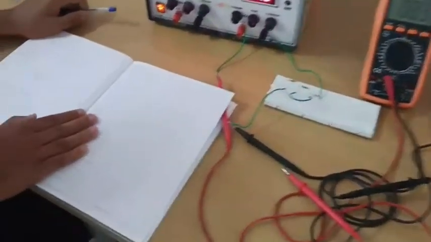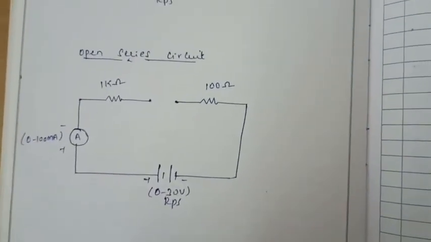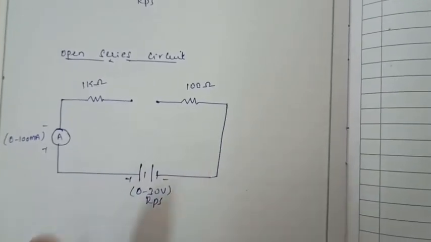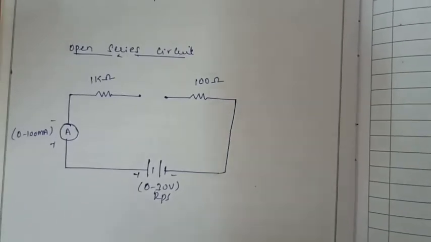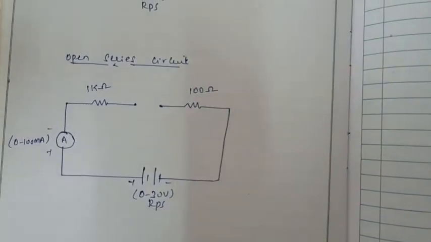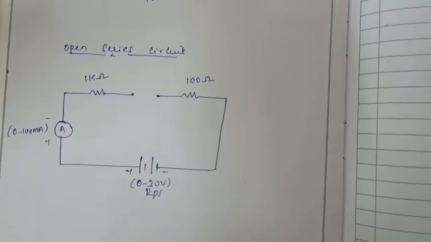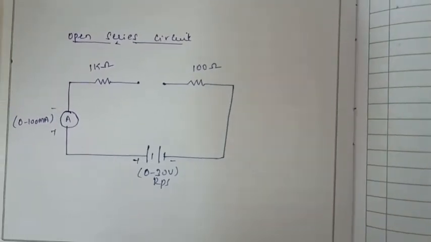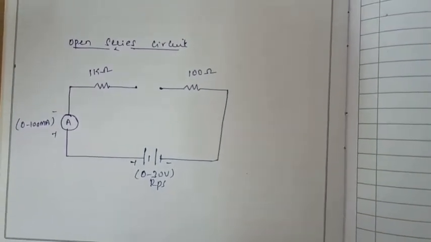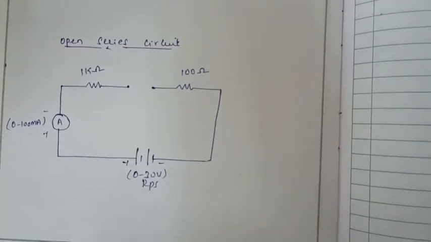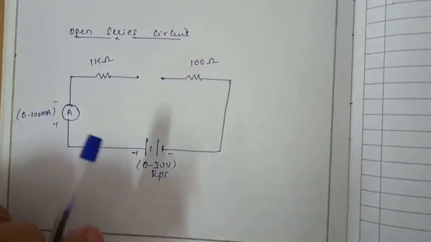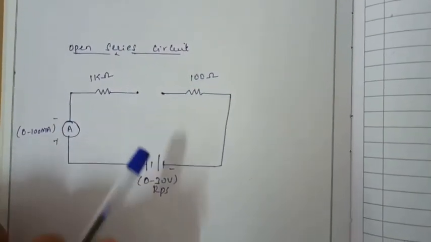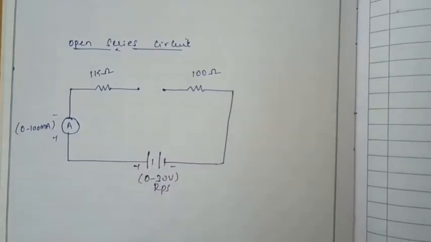The third circuit we have is the series open circuit. Here I have taken the same normal circuit, in which the second resistance of 100 ohm has been removed, so that it becomes an open circuit. As we know, an open circuit is one in which the current will not flow. If there is no complete path for the flow of current, it is called an open circuit. In this circuit the second resistance has been removed and there is no path for the flow of electric current.